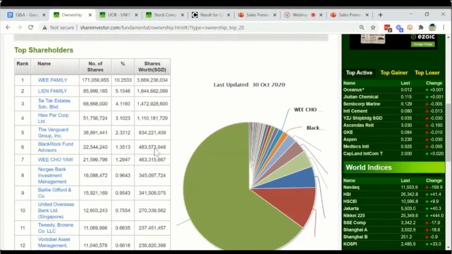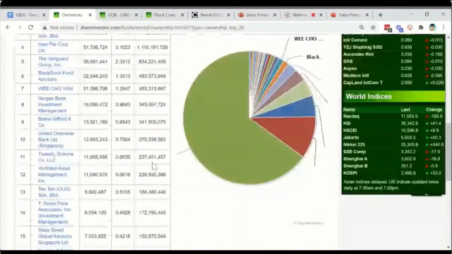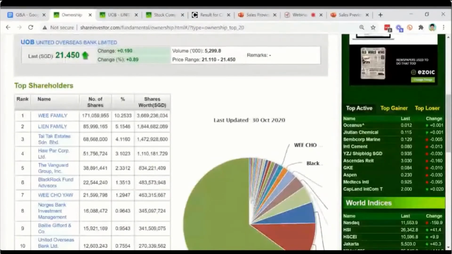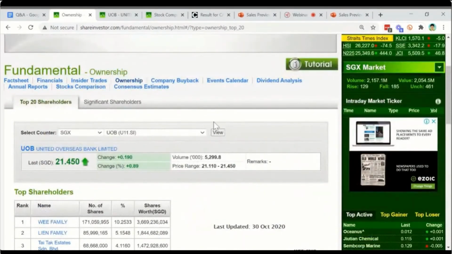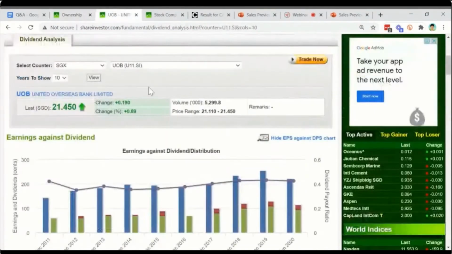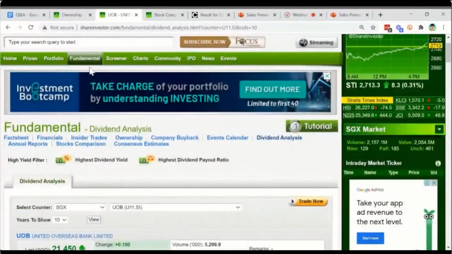So from here, you can straight away see whether the management team is aligned with your interests. When the company does well, whether they make money or not, it impacts them actually more than us, because you can see the Wee family has $3.6 billion worth of money at stake as compared to our investment. So this ownership is a pretty important feature to look at, whether the management team is aligned with the shareholders. And the next one I want to share is the dividend analysis tool.